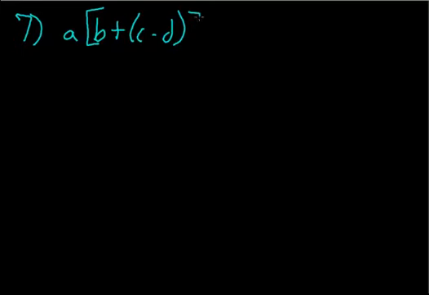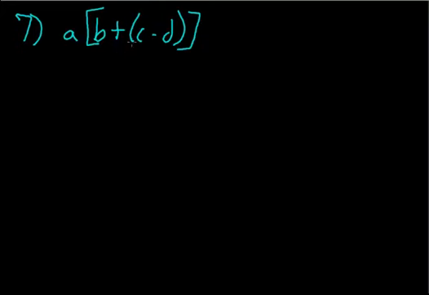Hey everybody, welcome back. So we're on question number 7 now. And it says the expression A times the quantity B plus the quantity C minus D is equivalent to what? So this looks kind of confusing with all these brackets everywhere, but it's actually quite a simple problem. Basically, they just want you to eliminate all the brackets and put it in its simplest form.